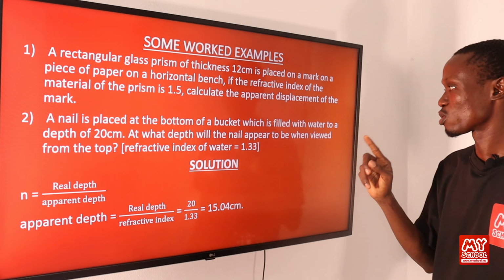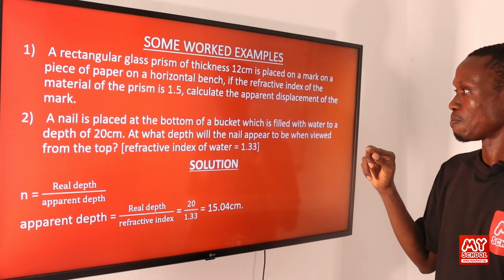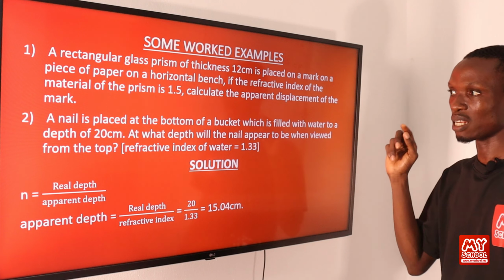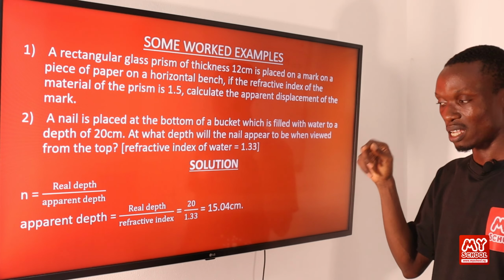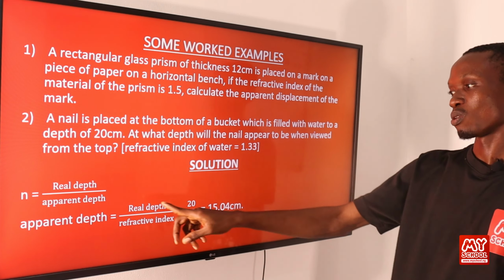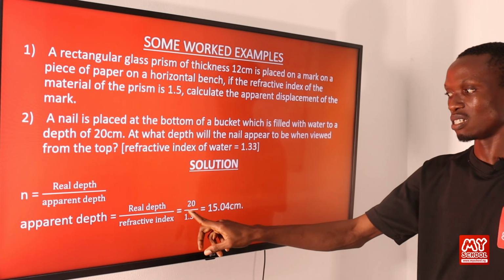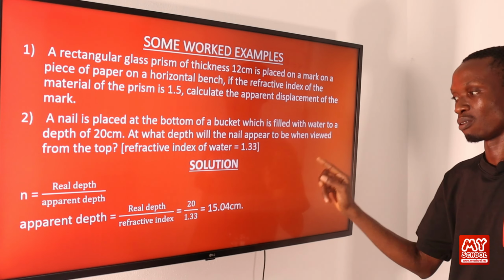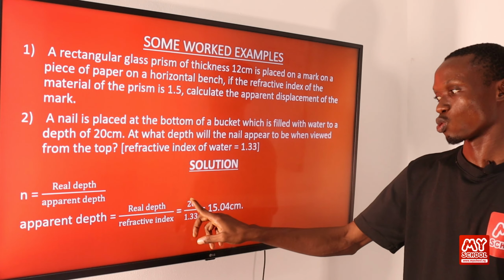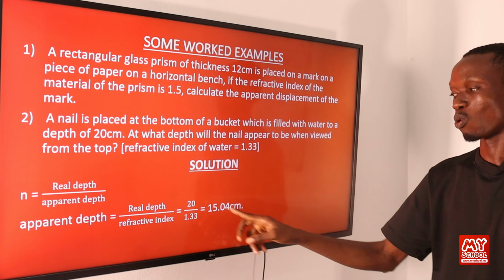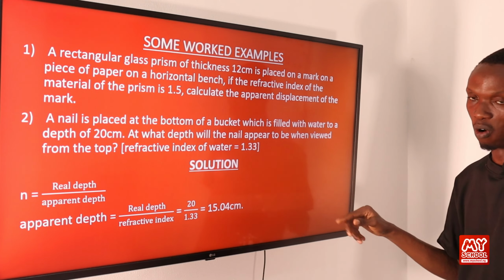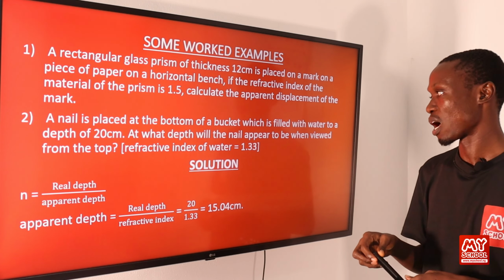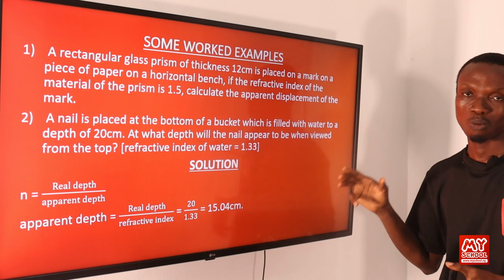But remember, in this question we were told that the bucket is filled with water to a depth of 20 centimeters. So that depth of 20 centimeters actually represents the real depth, right? In place of real depth, we just fix 20 there, then divide by the refractive index of water, which is given to us to be 1.33. So the apparent depth is now equal to 20 divided by 1.33, and that will be equal to 15.04 centimeters. This is the depth at which the nail will appear when viewed from the top.